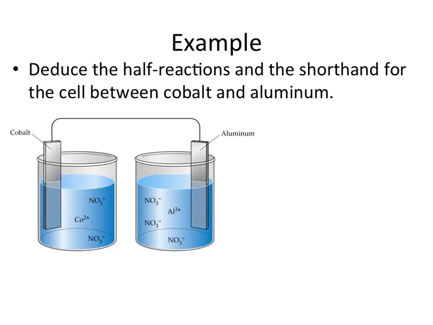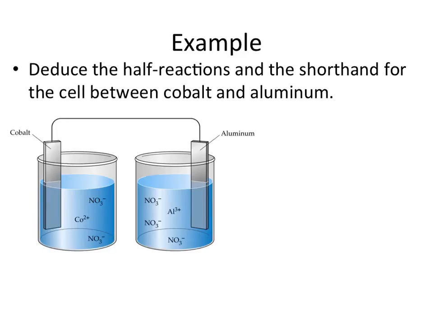So in this example, we have cobalt and aluminum. What I'd like you to do is deduce the half reactions and figure out the shorthand for the cell shown here. Try to take a couple of moments. We'll take it up in a few moments. So just pause the video now and work on it.